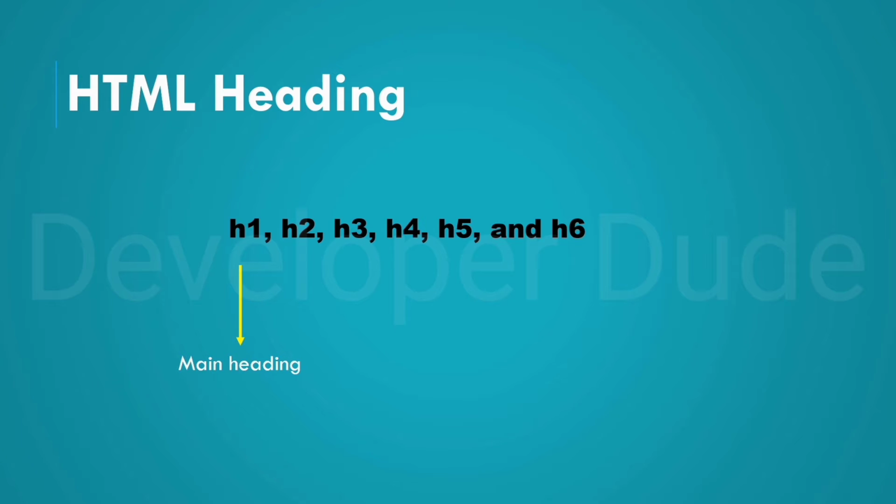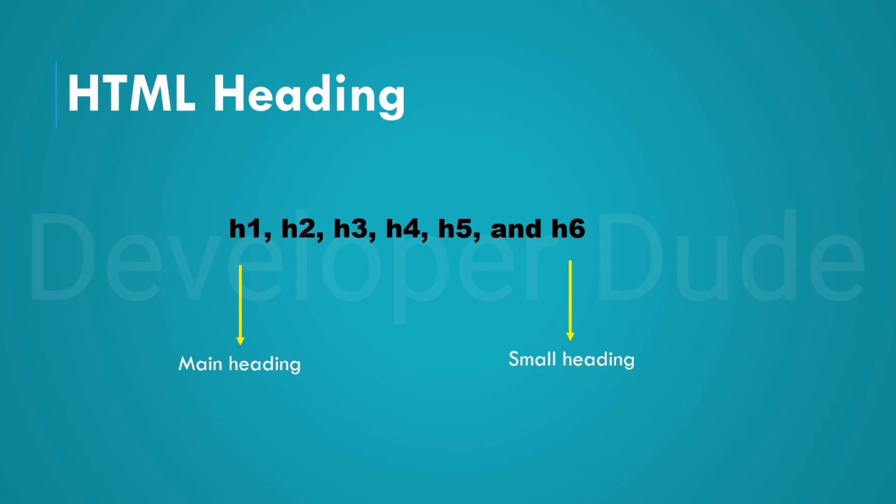H2 is for subheadings. If there are further sections under the subheadings, then the H3 element is used. H6 is for the small headings, the smallest one. Browsers display the contents of headings in different sizes. The exact size at which each browser shows the heading can vary slightly. Users can also adjust the size of text in their browser.